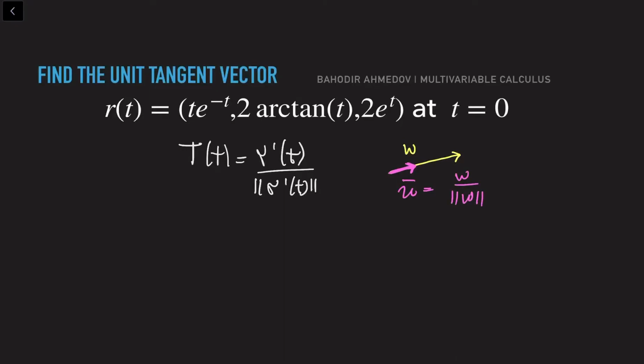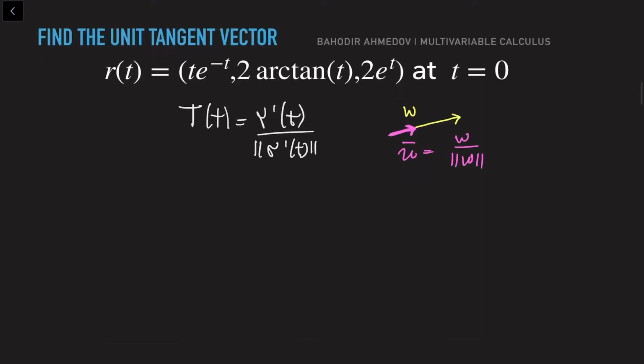The direction is important because we can always normalize the length of the vector and make it unit. So what we are going to do is first of all find the derivative. The derivative of this vector function is going to be, so we are going to take the derivatives component wise. We're going to use the multiplication rule in order to find the derivative of the first component. It's going to be e to the power of minus t times t to the power of minus t.